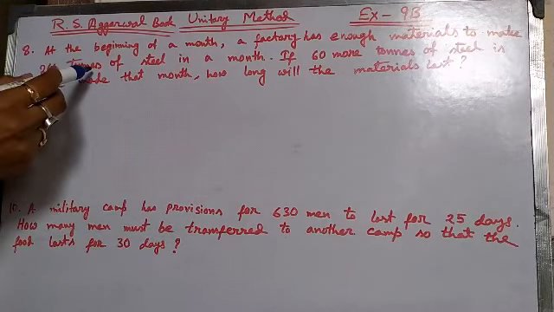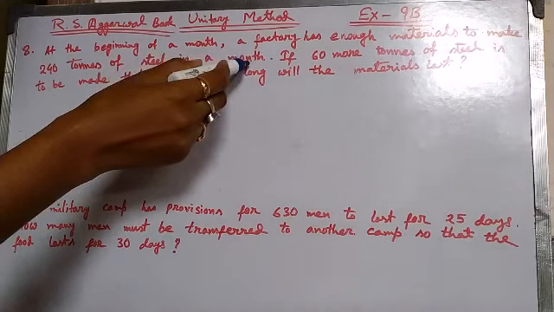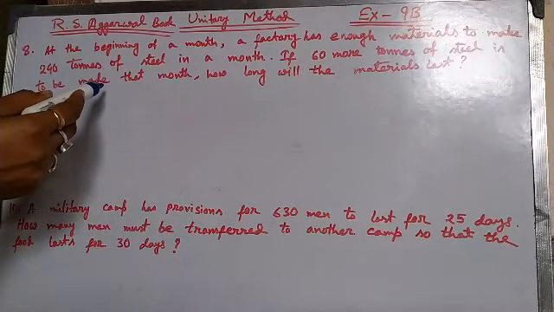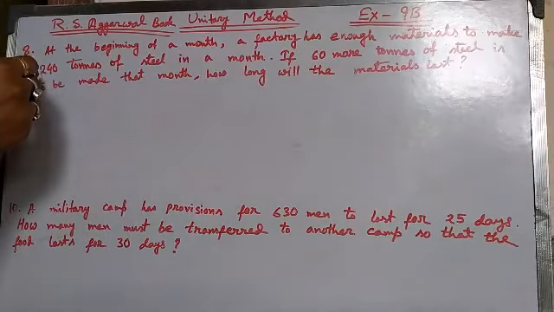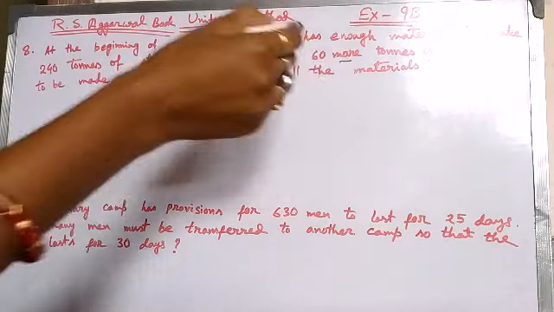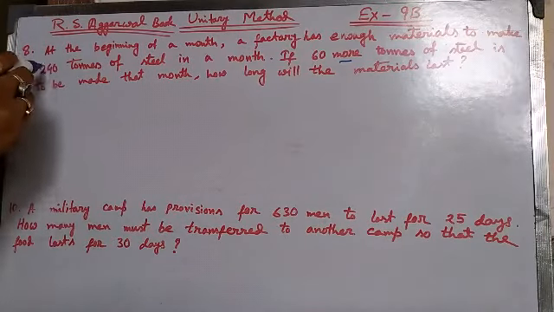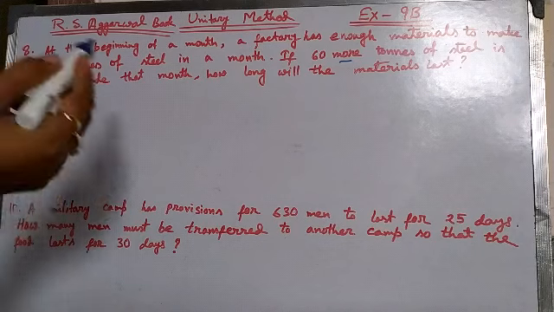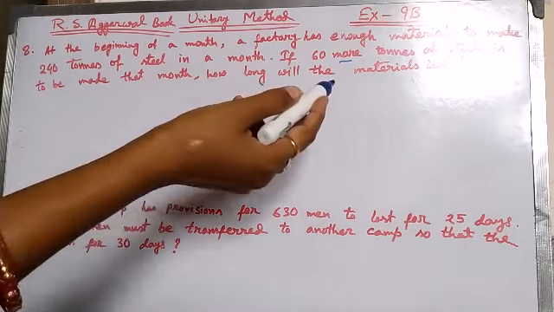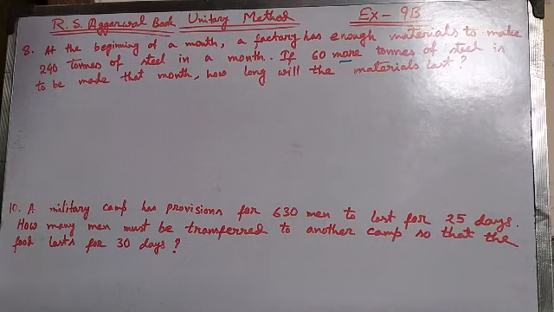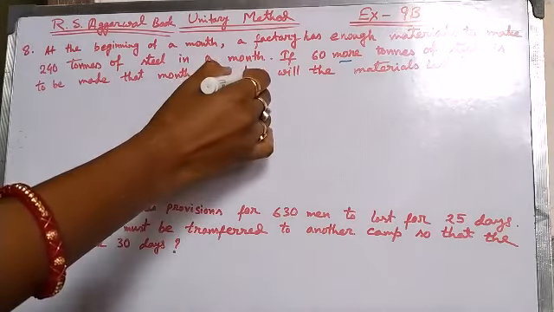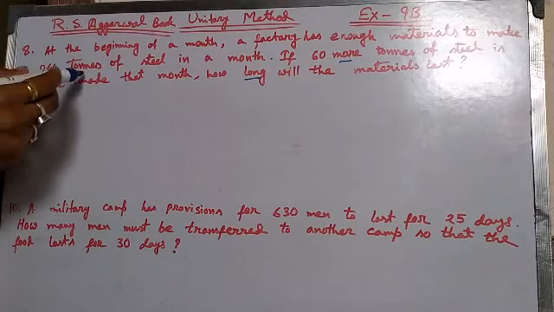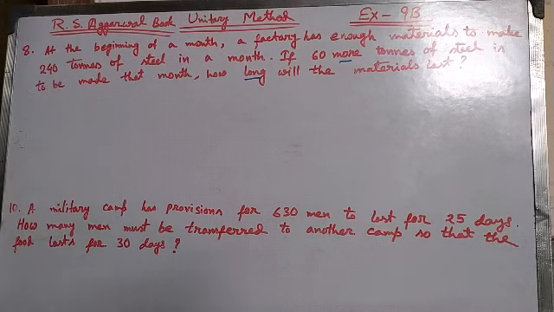Here 240 tons of steel in a month is given, that means 30 days. 60 more tons of steel is to be made, that means 60 will be added to 240, so that will be 300 tons. Then for those tons, how long will the materials last, that we have to find out. That means timing we have to find out. Timing will be on the right side and tons will be on the left side. So let's start it.